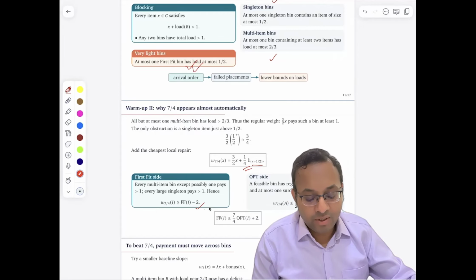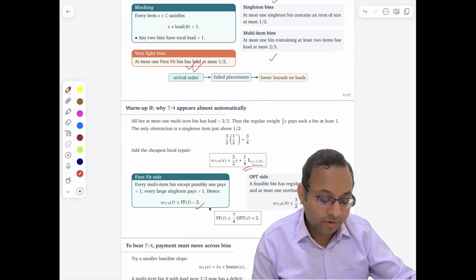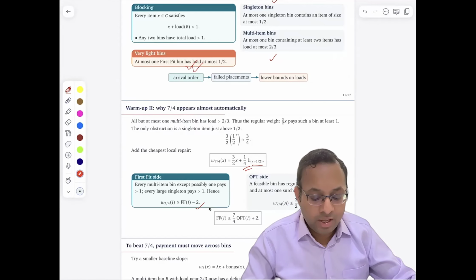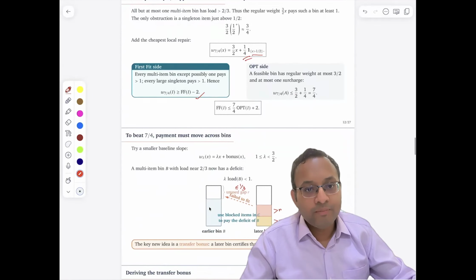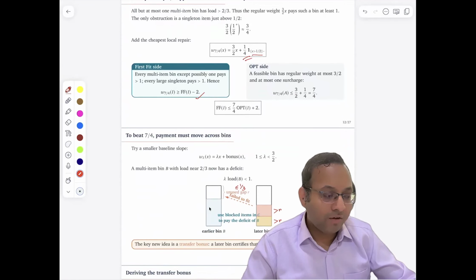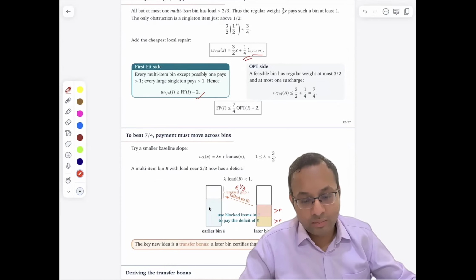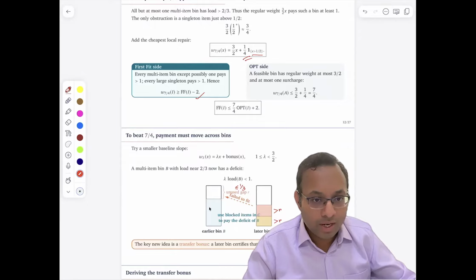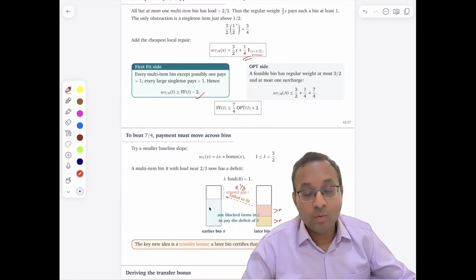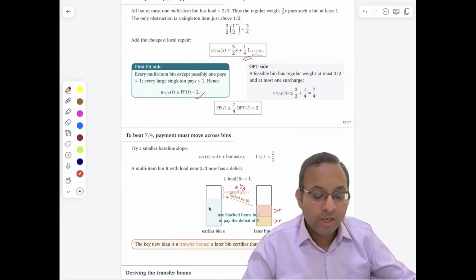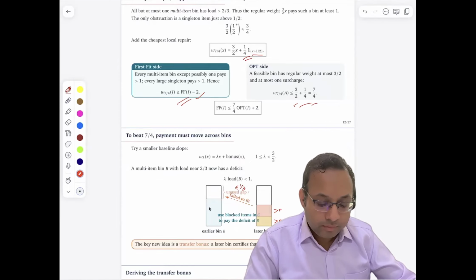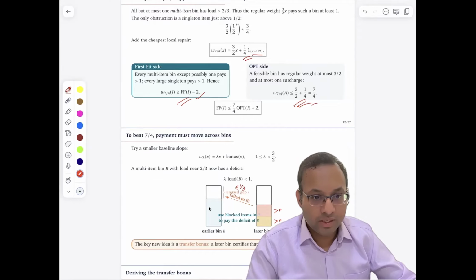So FF(I) minus 2, the number of bins used by first fit minus 2, is upper bounded by the weight of all items. And on the optimal side, it's also easy to see that a feasible bin will have total weight at most 3 by 2 times 1, since the total size is at most 1. And it can have at most one large item, which can give another 1/4 extra bonus, and in total that will give us 7 by 4. And these two together give us that first fit is less than or equal to 7 by 4 OPT plus 2.